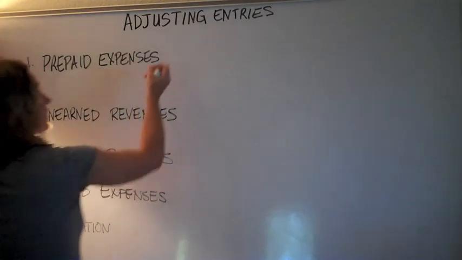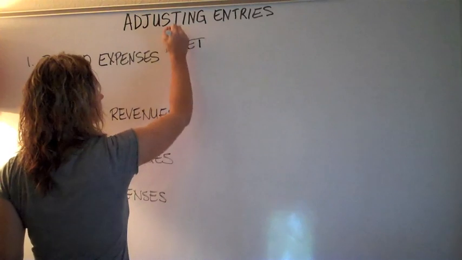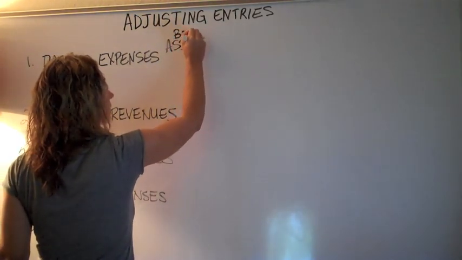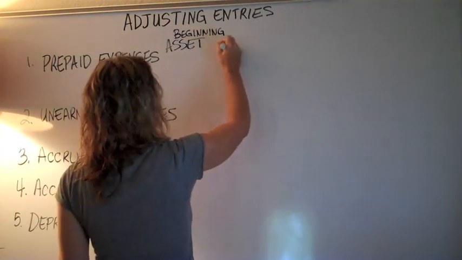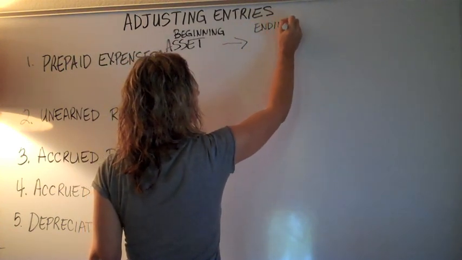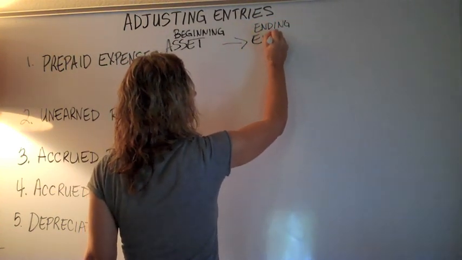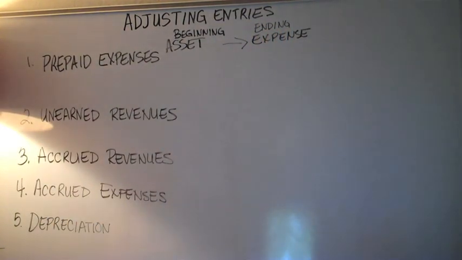A prepaid expense starts out as an asset for its classification in the beginning. And as we consume that asset, it becomes an expense at the end. An example of a prepaid expense would be some of the supplies that you purchase for college. Some of that would be pencils, highlighters, your notebooks, things like that that you use over a period of time.